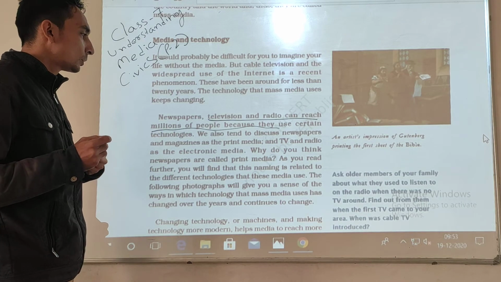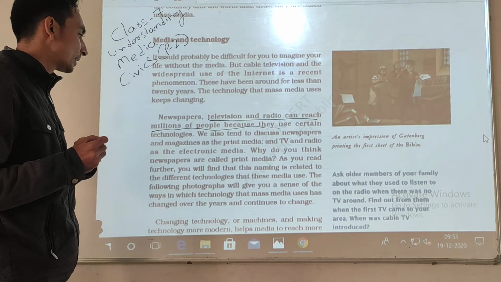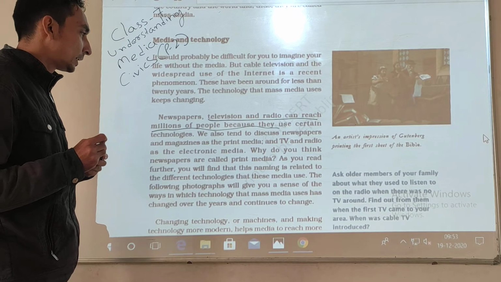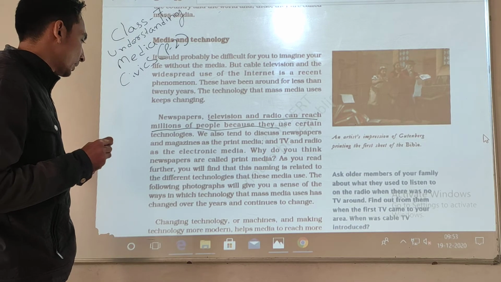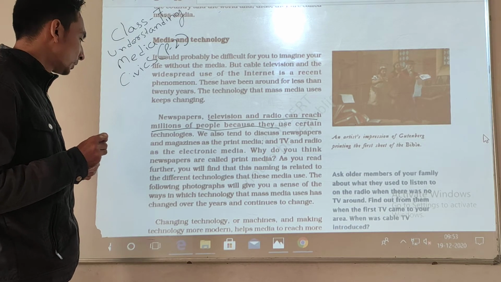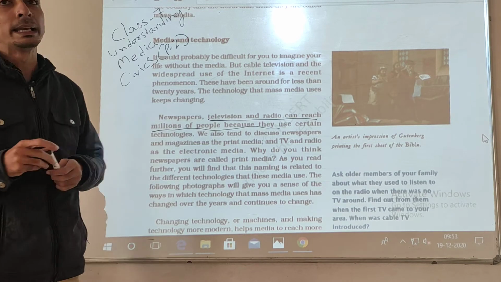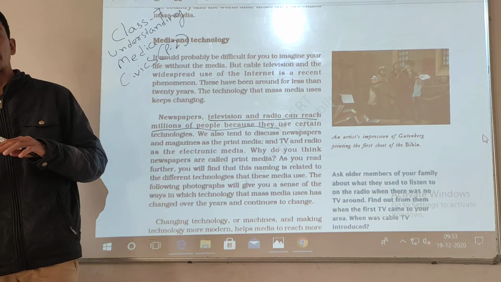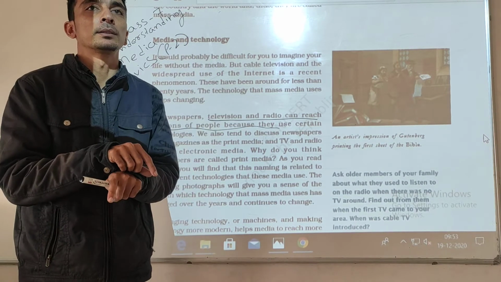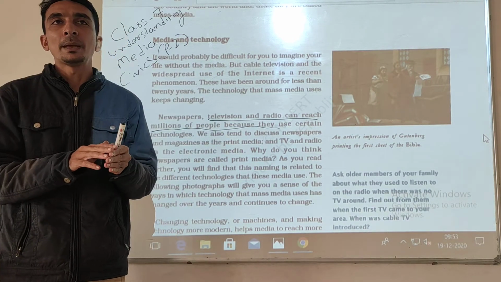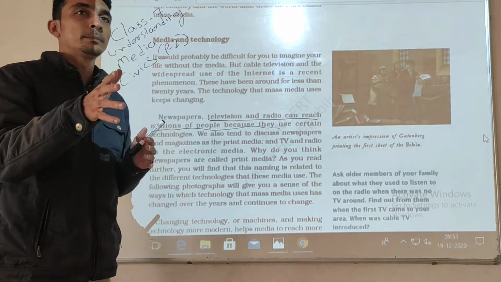We also tend to discuss newspaper and magazine as the print media, and TV and radio as the electronic media. Why do you think newspapers are called print media? As I told you, newspaper is printed on paper. Anything which is printed on paper is known as print media.